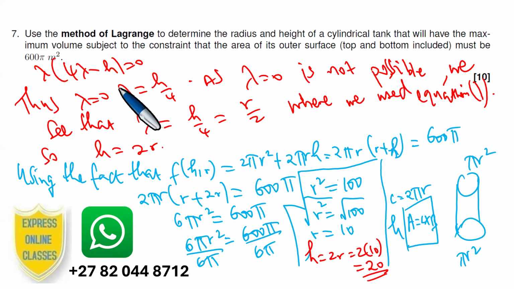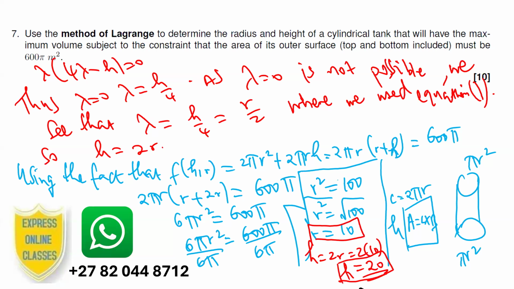So now, obviously, we're determining the radius and height of a cylindrical tank that will have the maximum volume subject to the constraint that the area of its outer surface, top and bottom included, must be exactly 600 pi square meters. And this is the answer. So r is exactly 10, and h, the height of this cylindrical tank, is 20. Any question about the method of Lagrange?